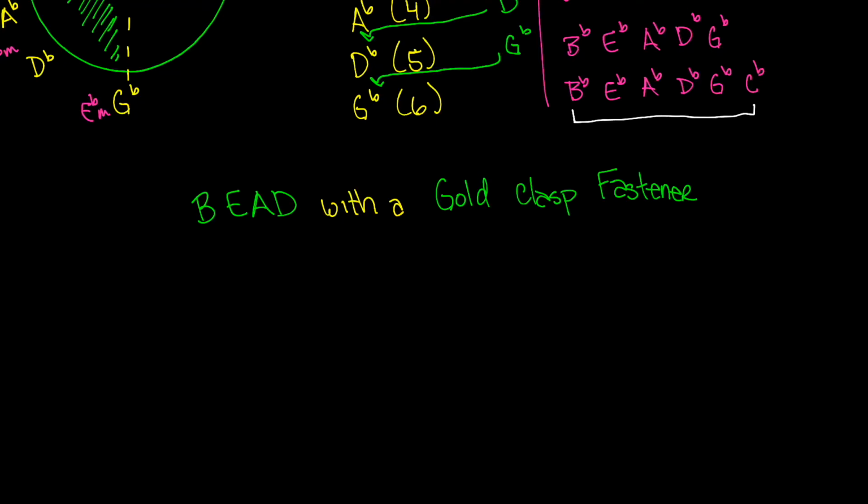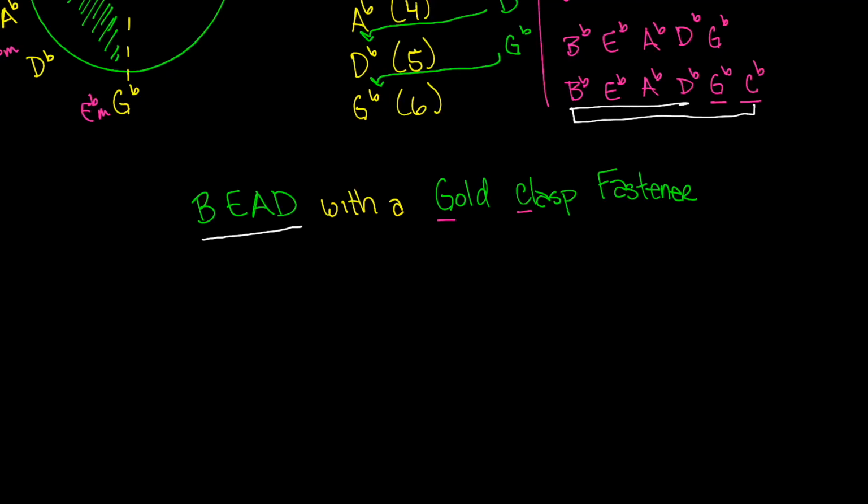Okay, and so this talks about the different flats that we're going to have. And what do we have here? Well, we've got B flat, E flat, A flat, D flat. Okay, that would be here. And then we have gold clasp. And so she taught me that. And I remember, something I just haven't forgotten, bead with a gold clasp fastener.